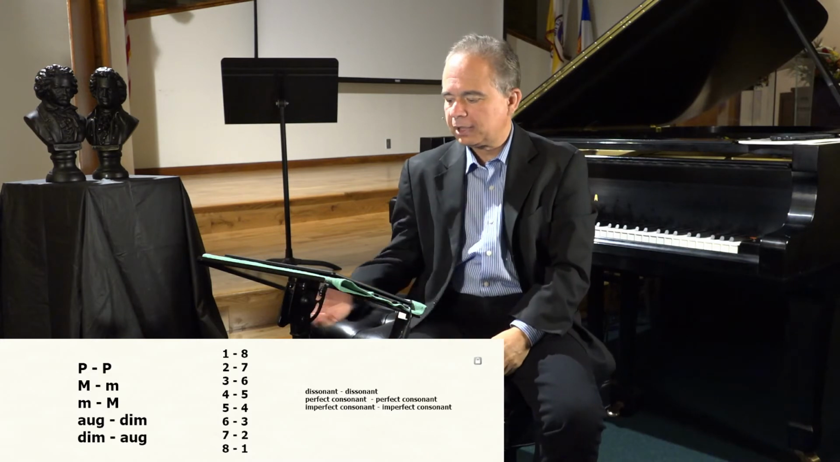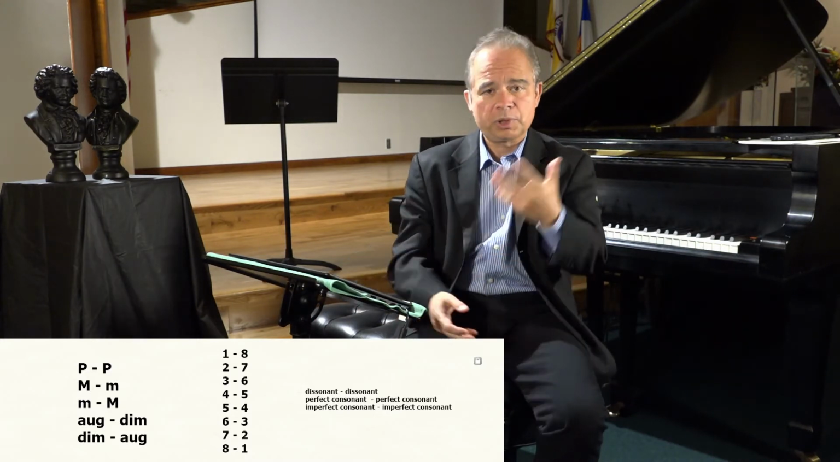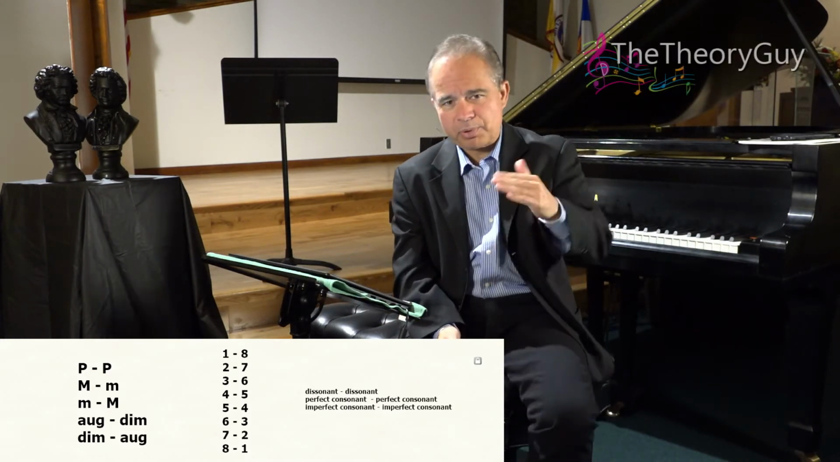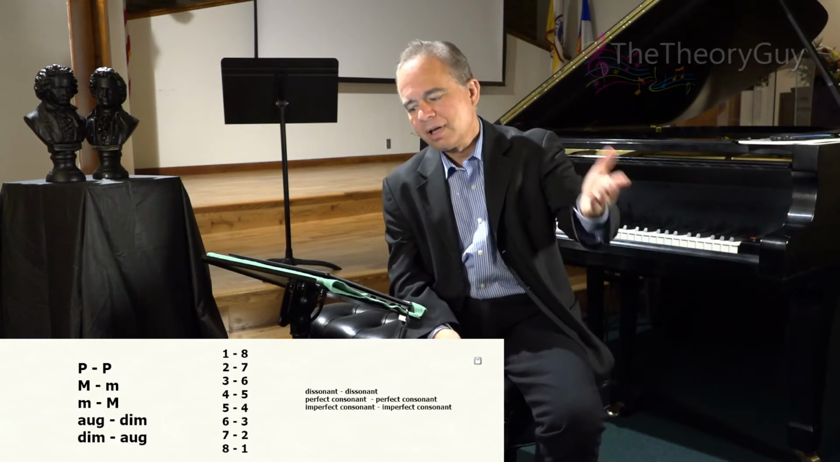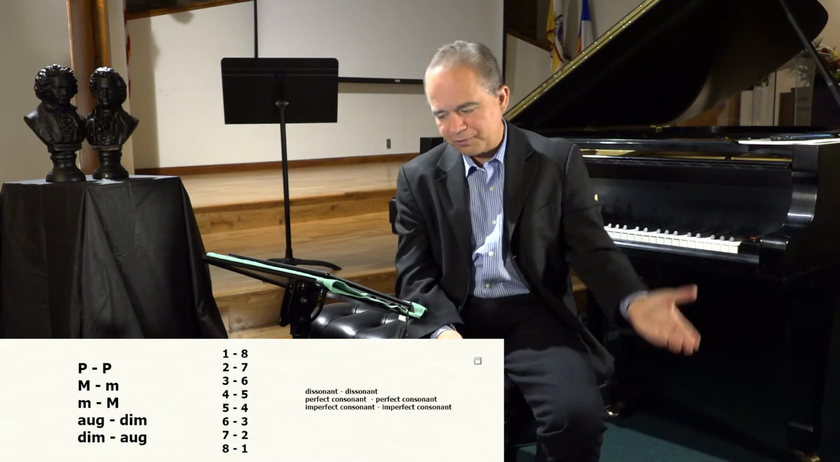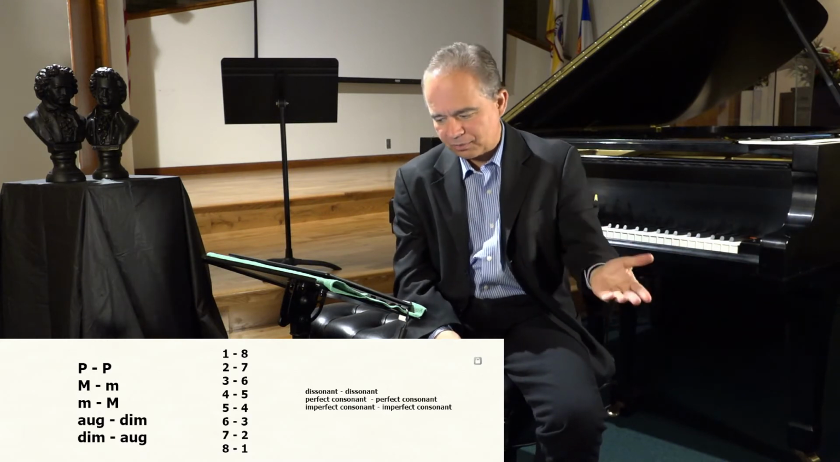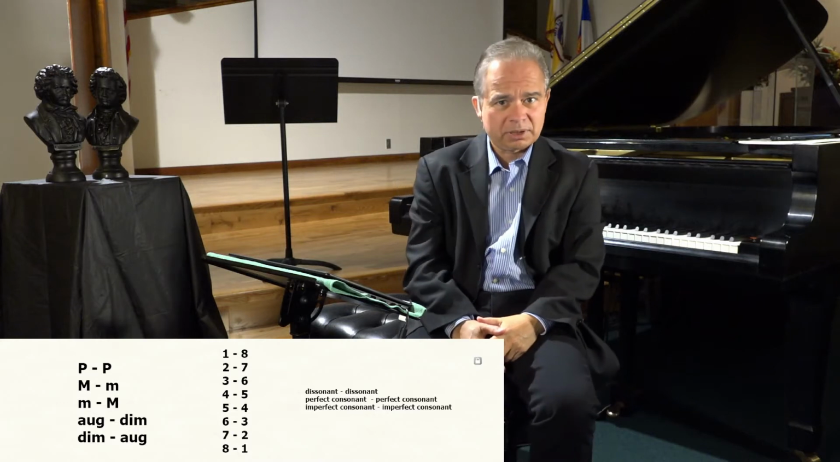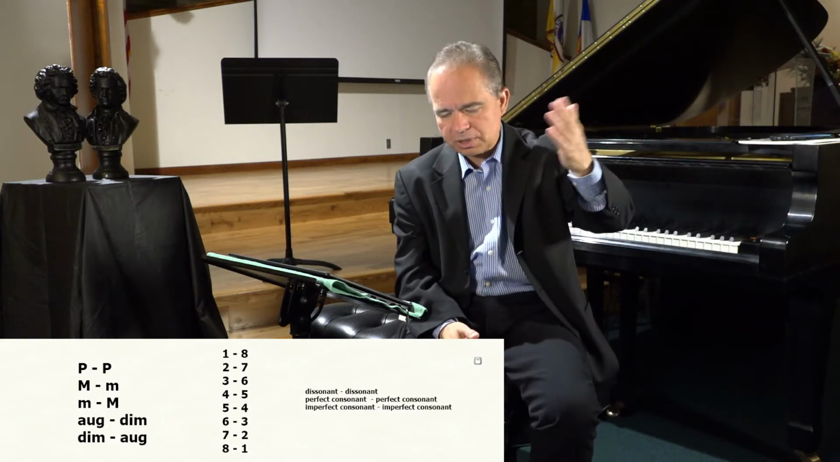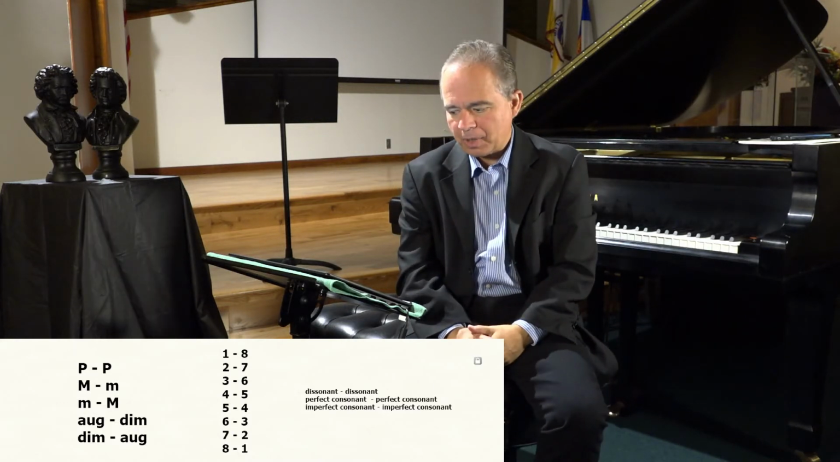In terms of which intervals invert into which intervals, it's very easy. Primes go into octaves, seconds invert into sevenths, thirds into sixths, fourths into fifths, fifths into fourths, sixths into thirds, sevenths into seconds, and octaves into primes again. So it's very easy to see how they invert.